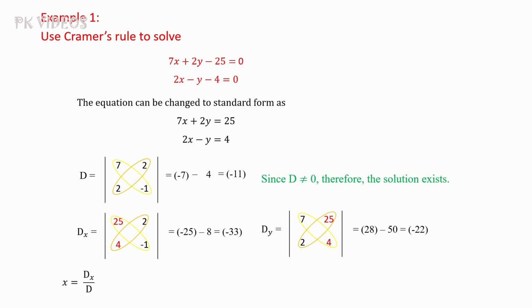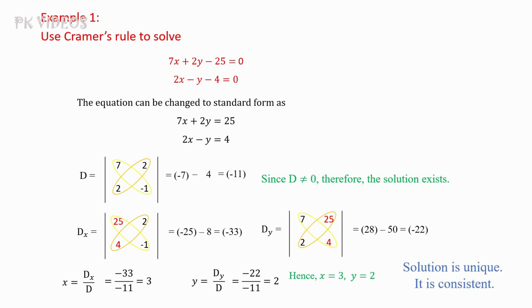To find x, we use this formula dx divided by d, and to find y, dy divided by d. Substituting the values, we get x equals 3 and y equals 2. Here the solution is unique and it is consistent.